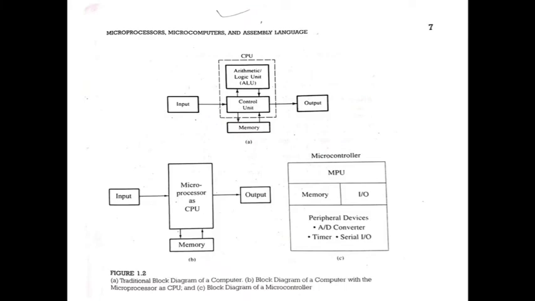So here you can see all three diagrams. Figure A represents traditional block diagram of a computer. Figure B represents block diagram of a computer with a microprocessor as a CPU, and figure C represents block diagram of microcontroller. And find out the difference. With the advancement of the semiconductor technology, we can build up different circuits on a single chip.